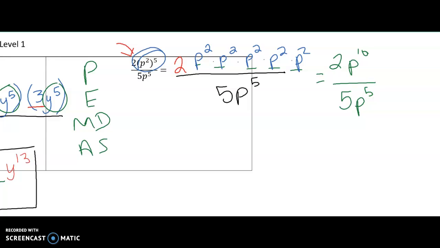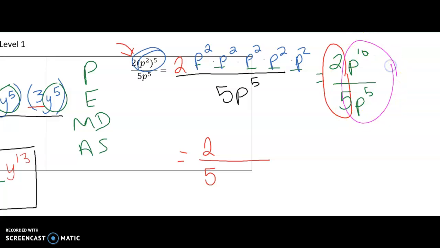So now we have to simplify it. We have 2 over 5. That does not simplify. 2 over 5. And then P to the 10th over P to the 5th, which P wins? The one's on top, by 5. And so there's my answer.